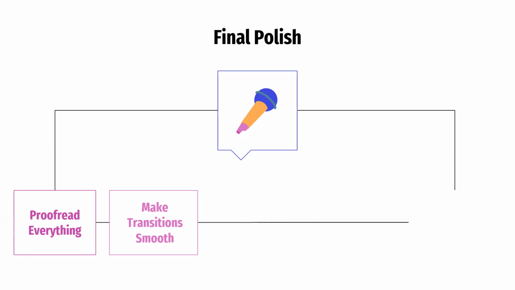Make your transitions smooth. In a group, practice how you'll hand off between speakers. Use phrases like, now I'll pass it to, or building on that point, to keep things flowing naturally. Review your citations and references. Make sure all your sources are cited properly. Whether it's a quote, a statistic, or just an image, give credit where it's due. This boosts your credibility and avoids plagiarism.